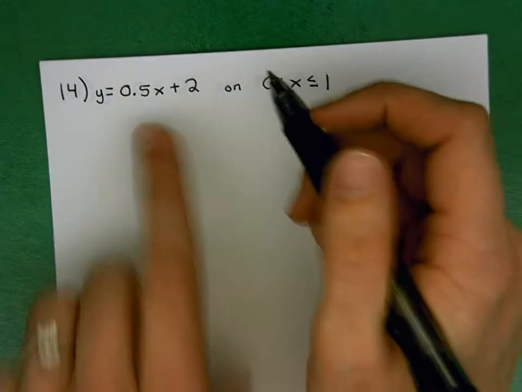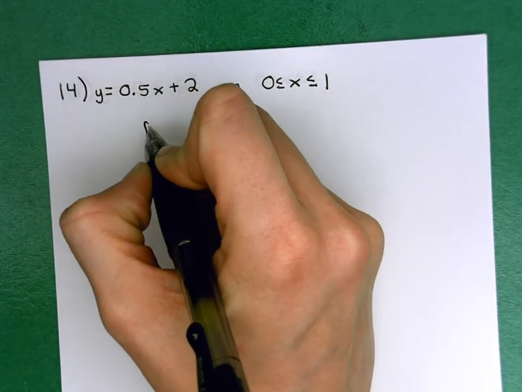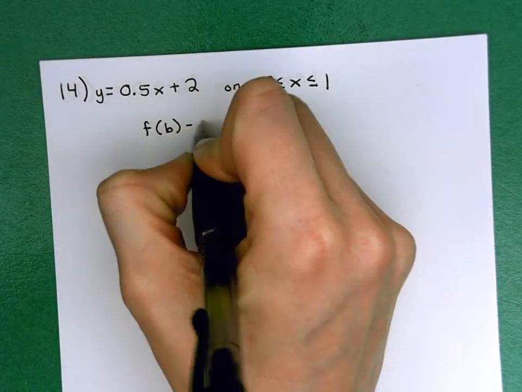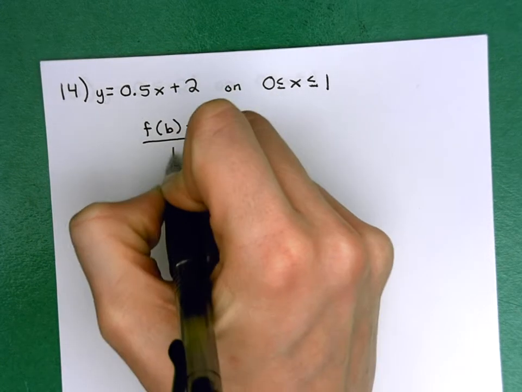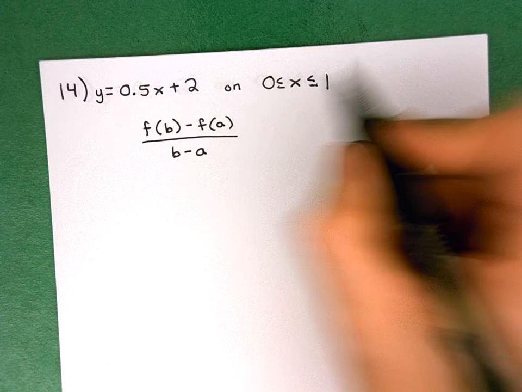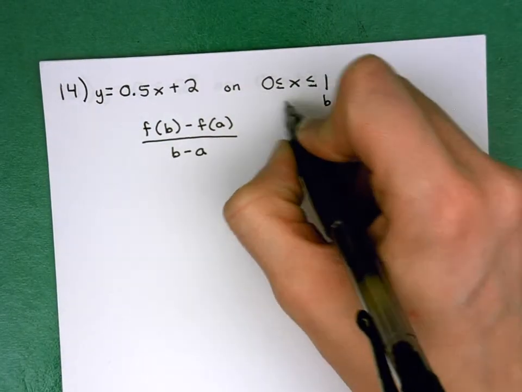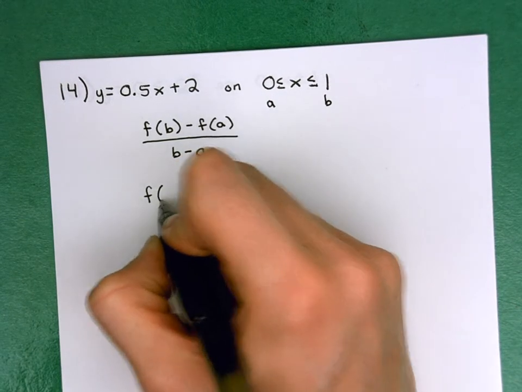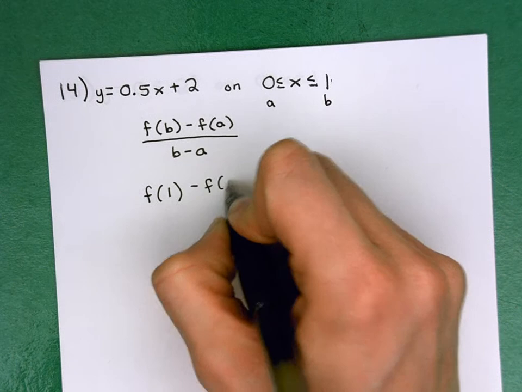So for the 0 to 1, we're going to use our average rate of change function, which is f of b minus f of a all over b minus a. Our b and a are the interval that we've been given, right? So we have our b and our a. So I can rewrite this formula using 1 for my b and 0 for my a.